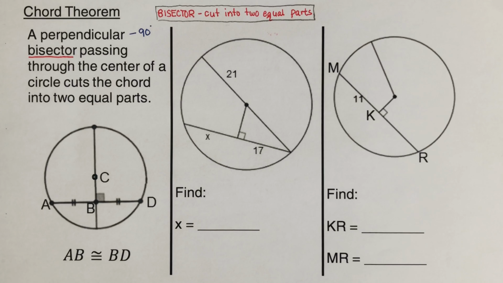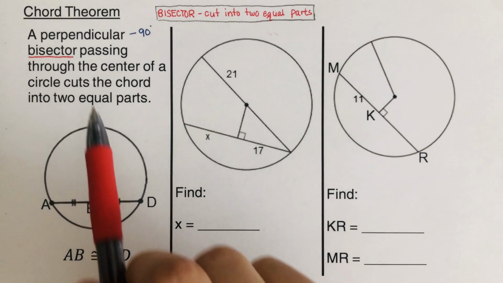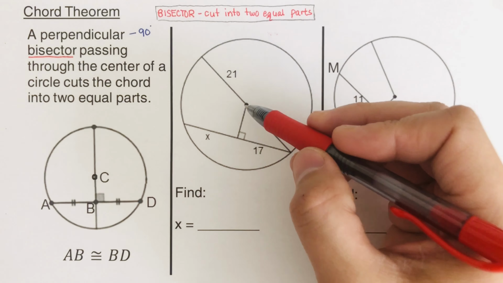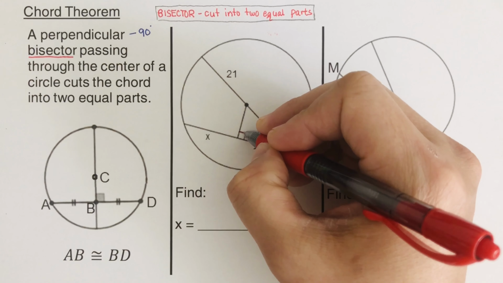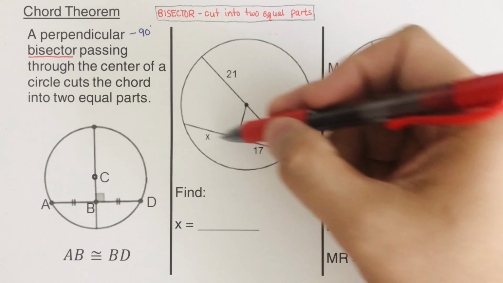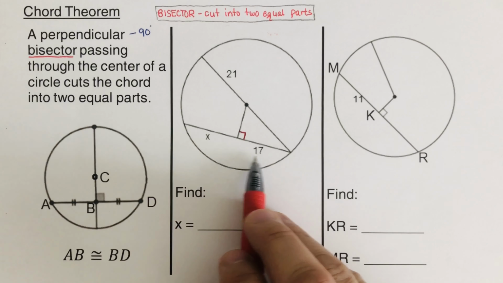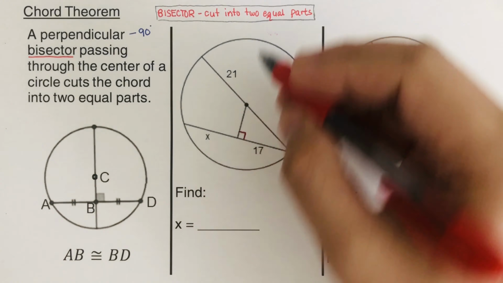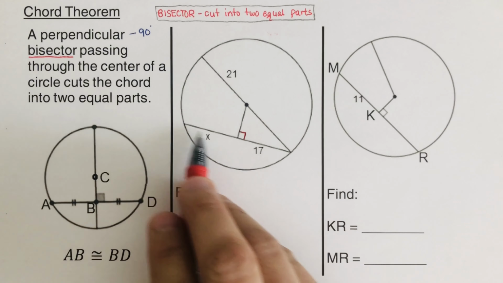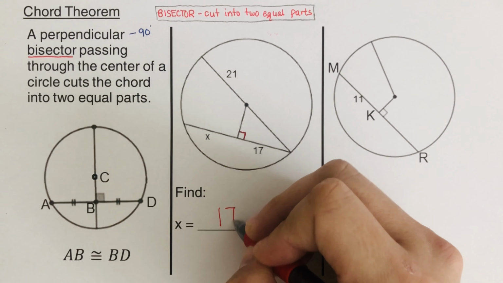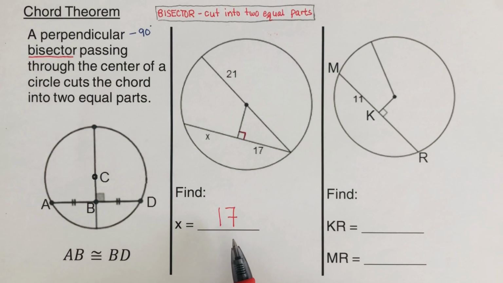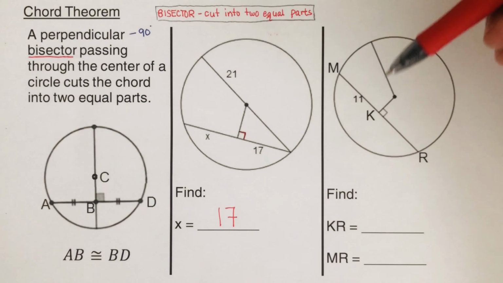Okay, just by looking at this and using the theorem that we got over here, we can say that the first thing we need to look at is whether it is a perpendicular bisector. This line is telling us that it's a perpendicular bisector because this small square is saying that. And this is a chord. So if this was 17, this should also be 17, because the chord was cut into two equal parts. So 17 is the X. Did you get 17 on the first one? Good. Perfect. Now let's move on to the second one.